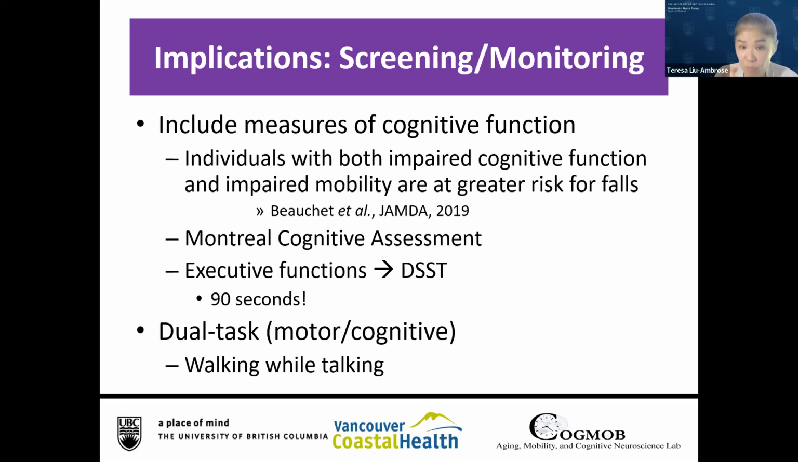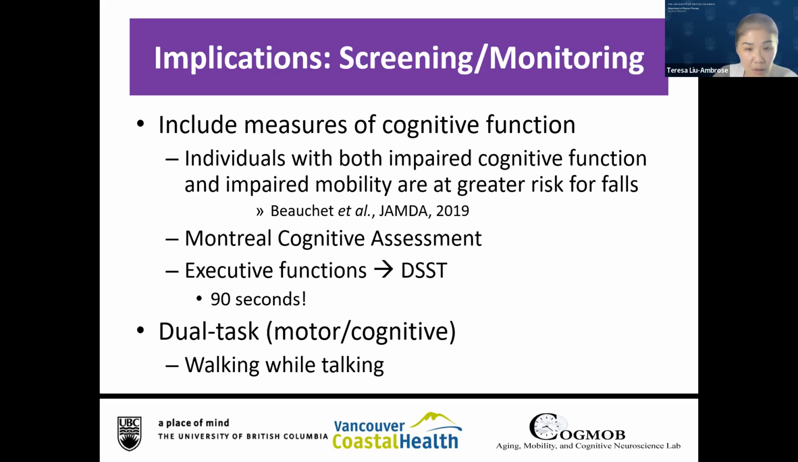The other piece in terms of screening and monitoring is to consider including measures of cognitive function, the more objective aspects of one's cognition. I want to highlight that individuals with both impaired cognitive function and impaired mobility are at greater risk for falls and also functional decline as compared to individuals with only impaired mobility or only impaired cognitive function. Again, the MoCA is a nice screening tool if you choose to utilize it in any capacity. But I also think the Digit Symbol Substitution Test is very easy and highly feasible, and it takes all of 90 seconds. The only restriction about the DSST is that it is a licensed tool, so you do need to buy the initial copies. But if you are thinking about expanding your screening tools, I do think some components of cognitive function would be really helpful.